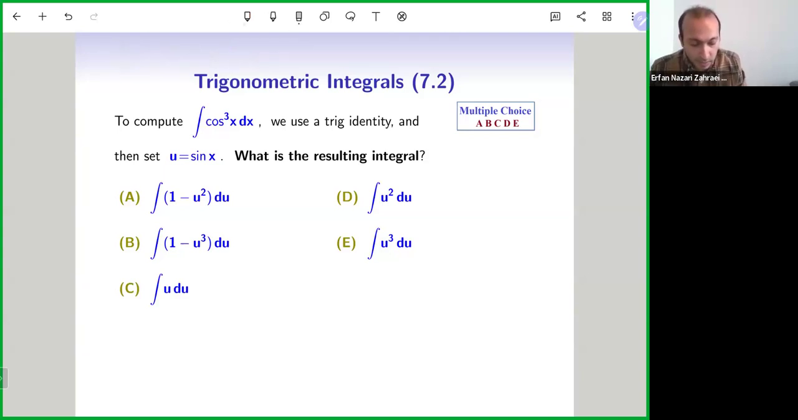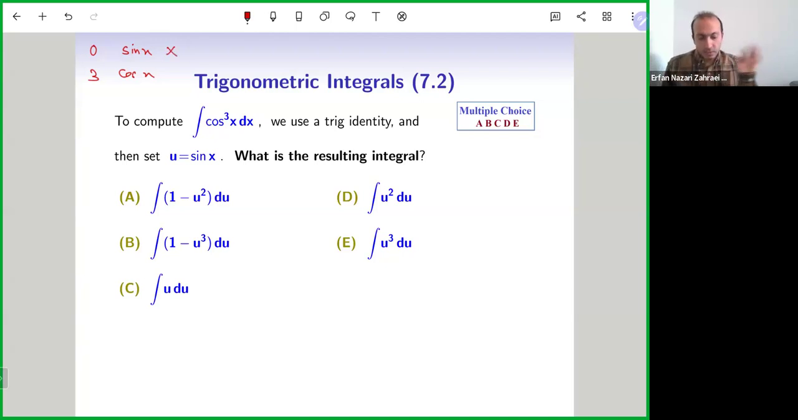So either the substitution u equals sine or cosine should be used. Let's see how many sine and cosine I have in this. I have no sine. Having no sine means sine to the exponent 0. So I have 0 sine x. How many cosine do I have? I have 3 cosine x. Is this odd? No. 0 is an even number.